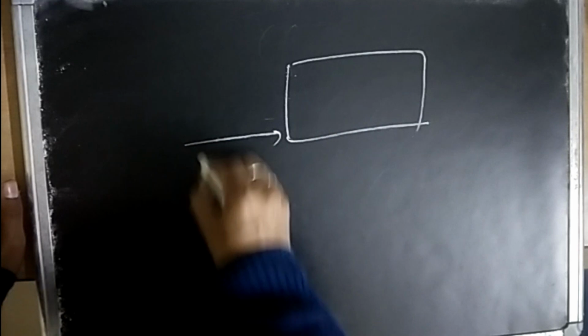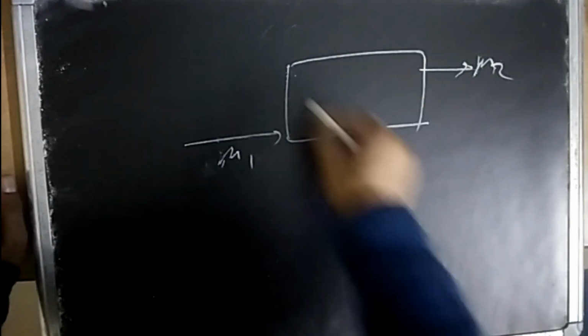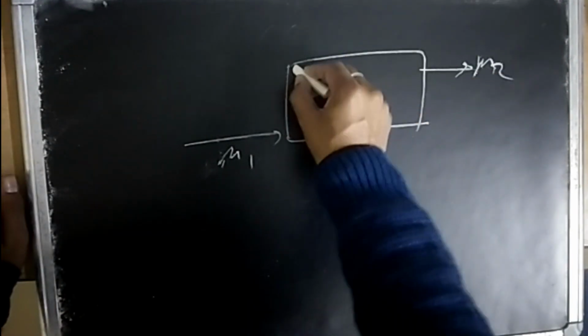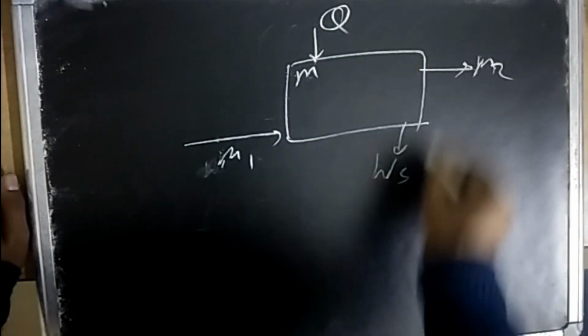Okay, for open system, let's discuss. This is my open system. M1 is coming in, M2 is going out. Open system means mass can go in and out. And let's say some heat is given in and shaft work is out.